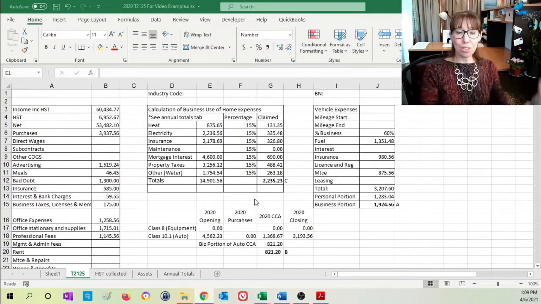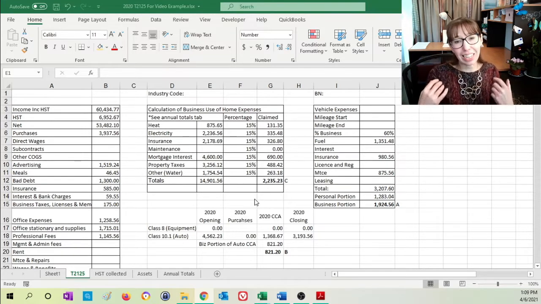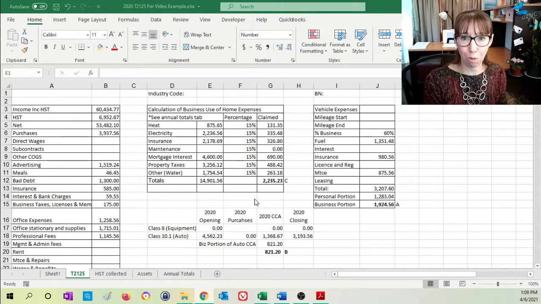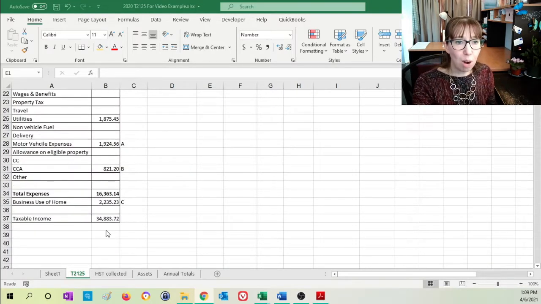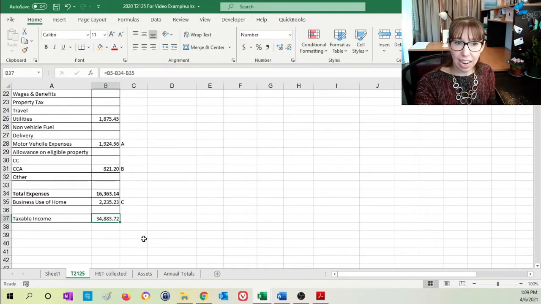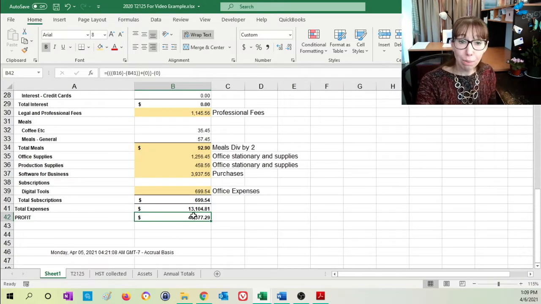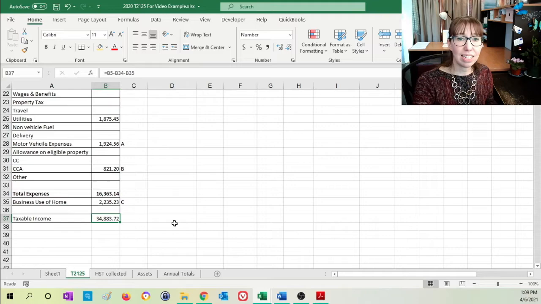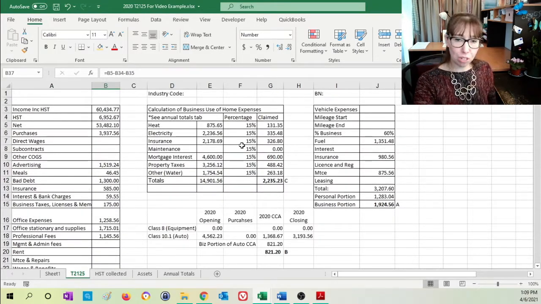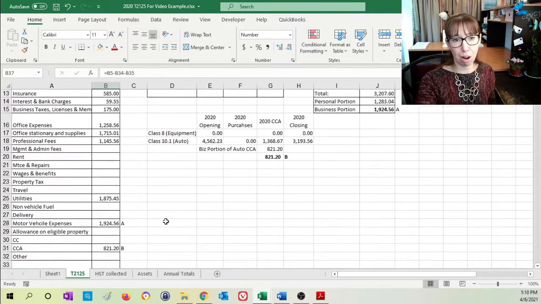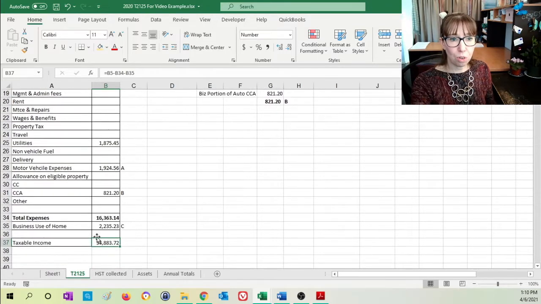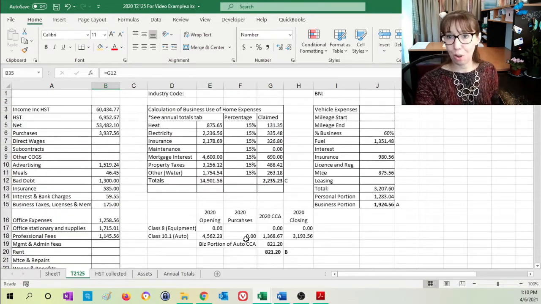And this is all of the totals ready to plug into whatever tax prep software you're going to use to create your T2125 or your personal income tax return. Interesting to note, right now our taxable income is $34,800, but over here on the profit and loss, it was $40,000. So you can see that taking the time to add up all of your business use of home expenses and tracking your vehicle expenses is going to help you reduce your taxable profit accordingly. And the difference between those two, of course, was the vehicle expenses, the depreciation, and the business use of home.